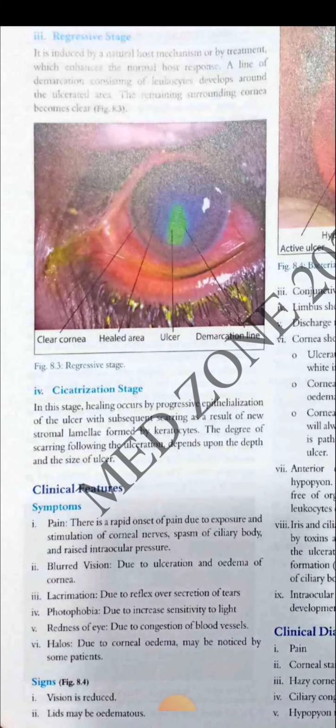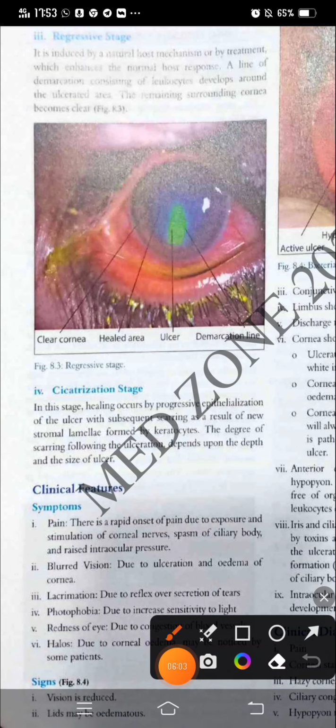Now let us proceed towards the next stage, which is the regressive stage. As its name indicates, it is a protective stage. Whenever natural host mechanisms start, or when we start the treatment, there is enhancement of the normal host response, and as a result, around the ulcer, as shown in this diagram, there is a ring formation of leukocytes, and the remaining cornea becomes completely clear. That is why it is named the regressive stage, as it is protective. All the cornea becomes clear and only a single ring of leukocytes forms around the corneal ulcer.